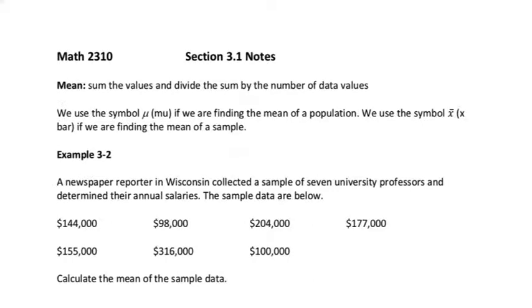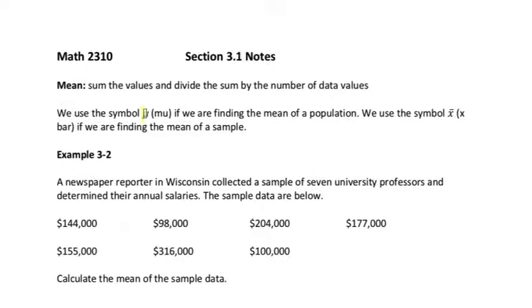In this video for section 3.1, we're going to talk about what are called measures of center for a data set. Our first measure of center is the mean. To calculate the mean, we sum the values and divide the sum by the number of data values that we have. It's also known as the average.